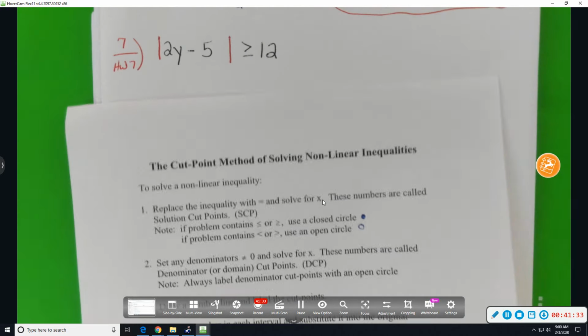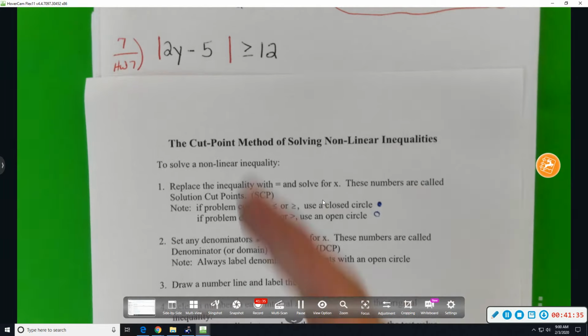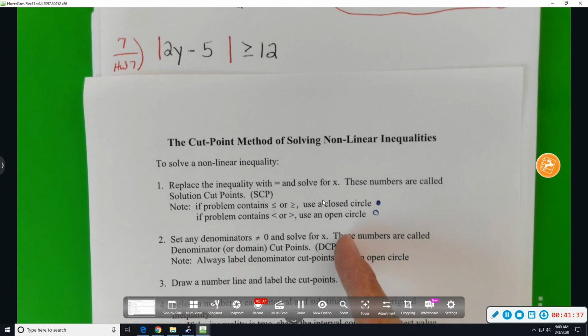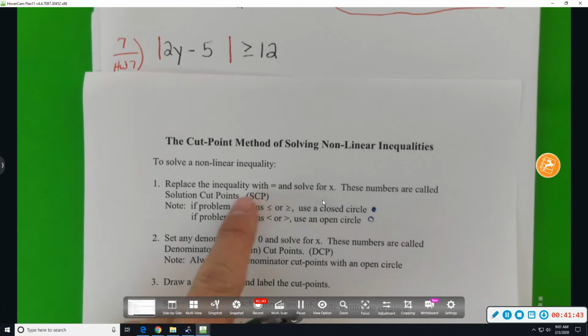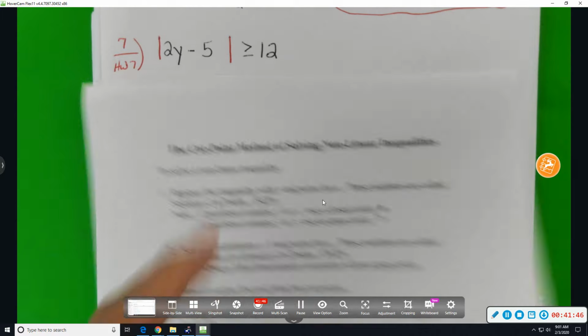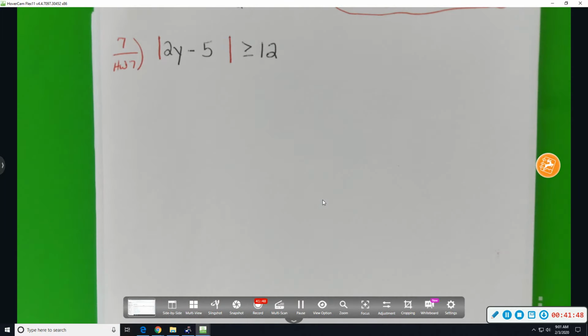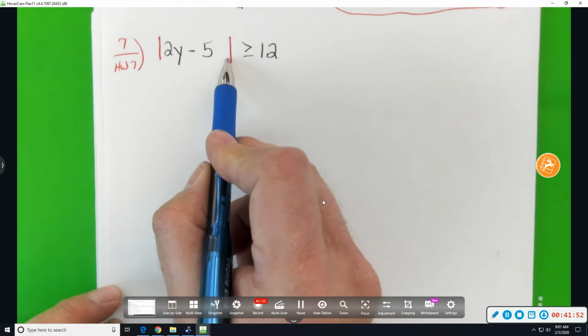Well, first, is there a denominator here in problem 7? Are there any denominator cut points? No, there are no denominator cut points. So we're just going to find the solution cut points. And how do we find the solution cut points? With the absolute value equation.